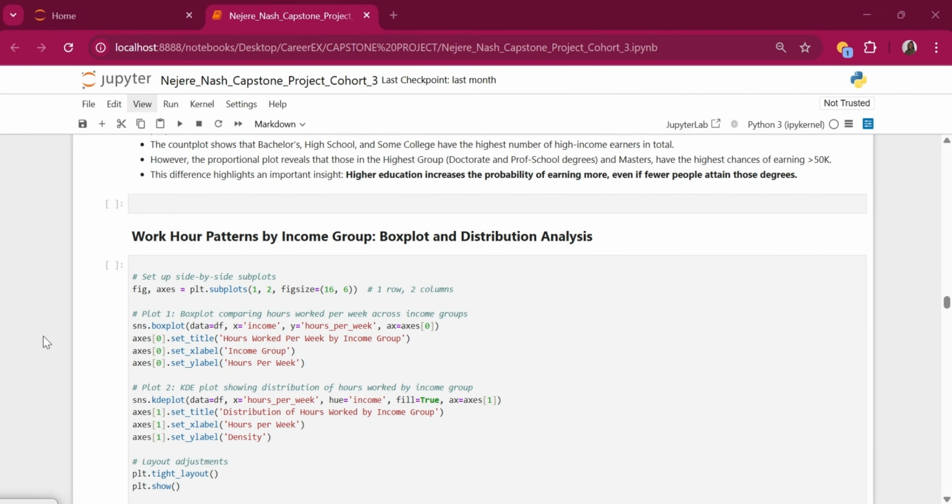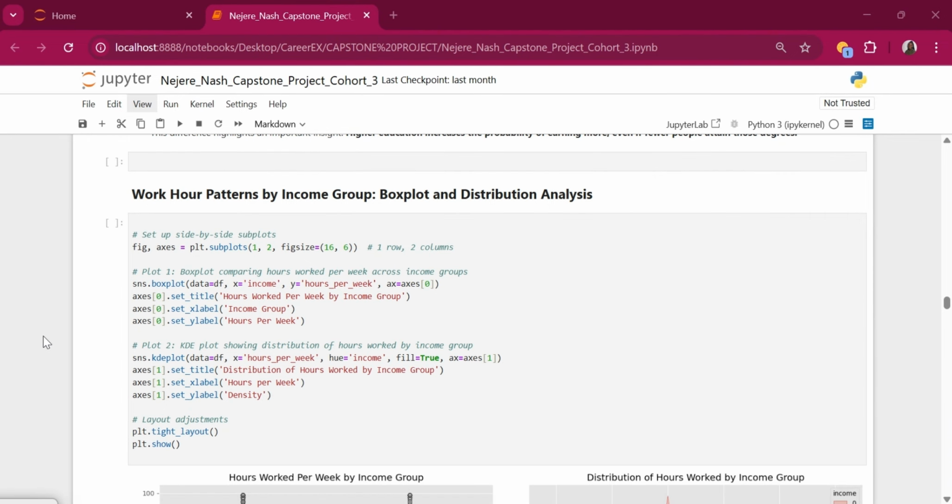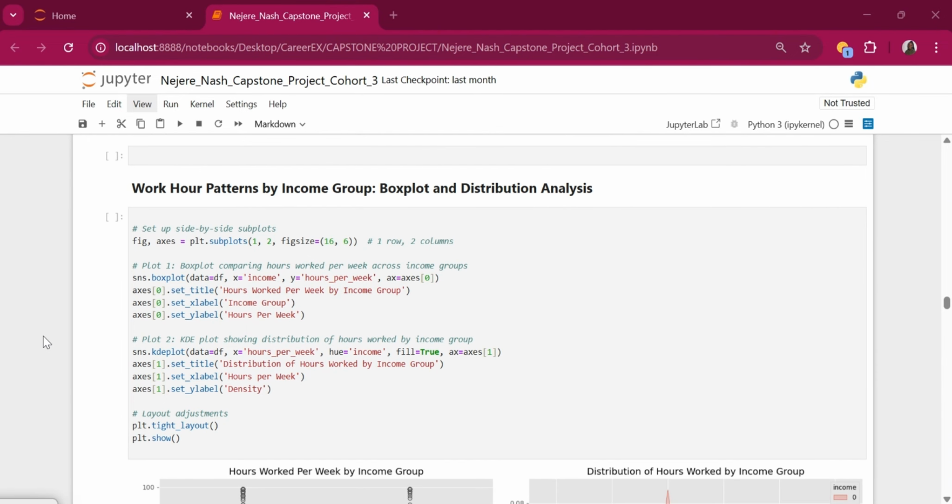Now, I decided to also compare work hours. What effect does this have? Because at this point, you also need to know that the insights that we get from our exploratory data analysis have real-life implications, so we always have to have that at the back of our minds. So here we're considering the work hours. How do the work hours actually affect our income?